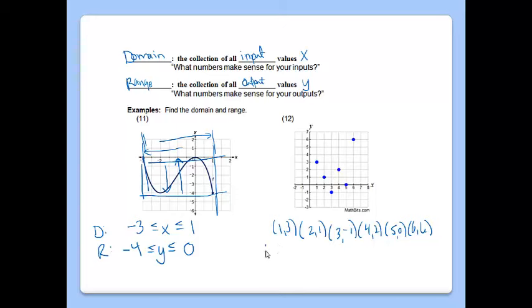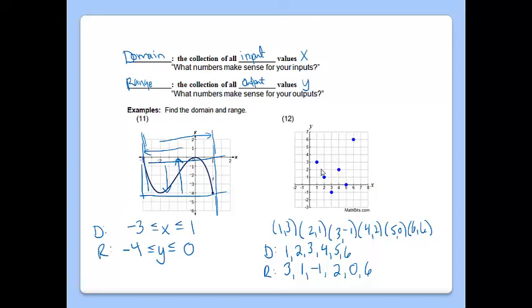Right? And then if we think about it, the domain is the collection of all input values, or x's. So I'm just going to list all those x values. We've got 1, 2, 3, 4, 5, 6. And then the range is the collection of all the output or y values. So I'm just going to list all of the y values: 3, 1, -1, 2, 0, and 6. So that's the domain and range.